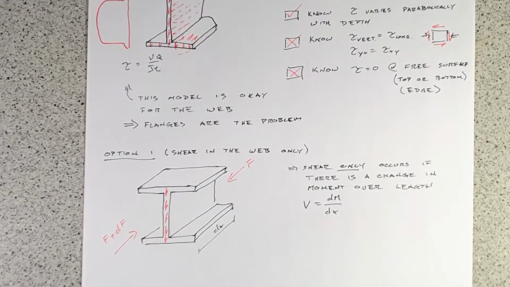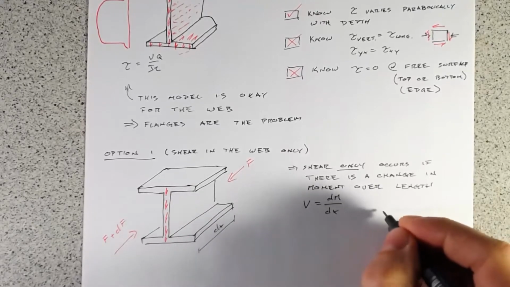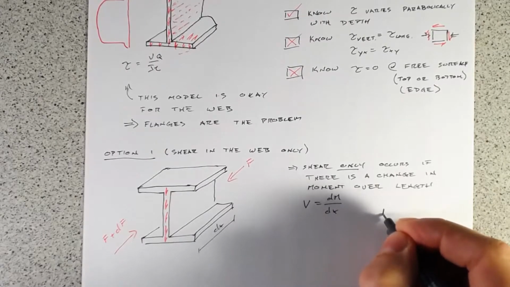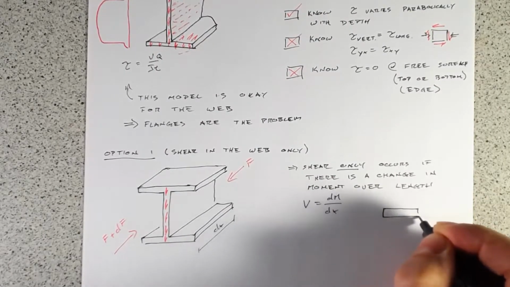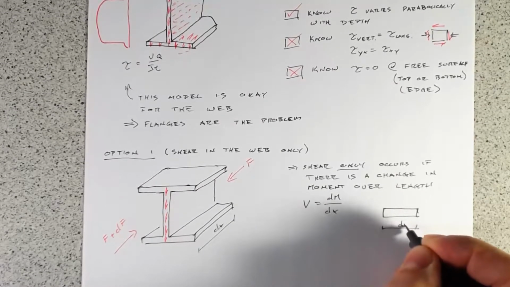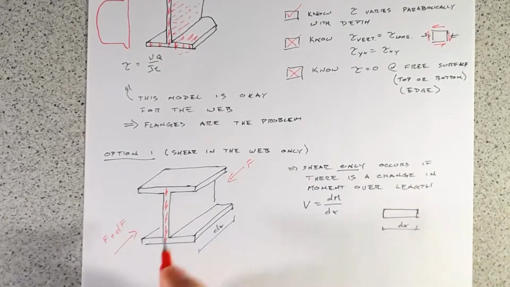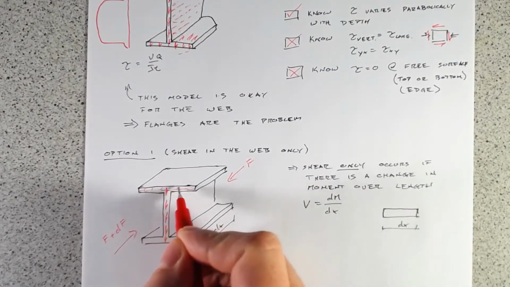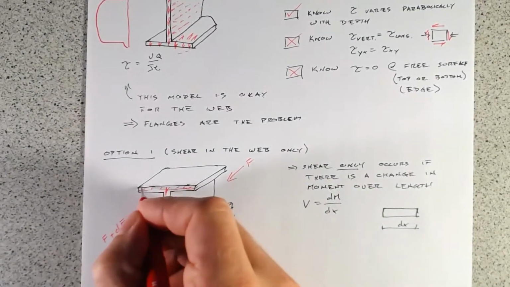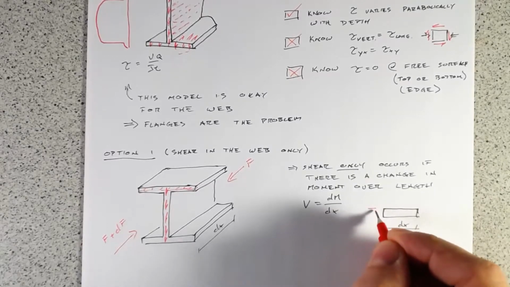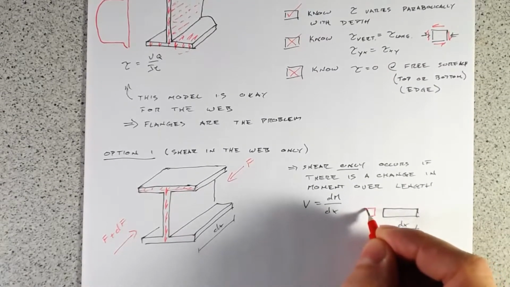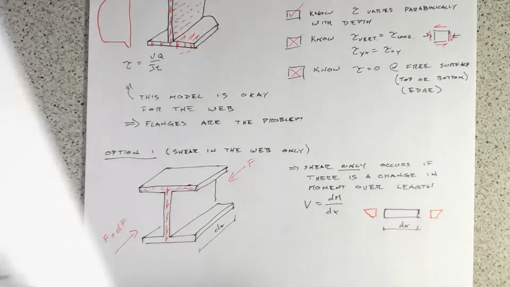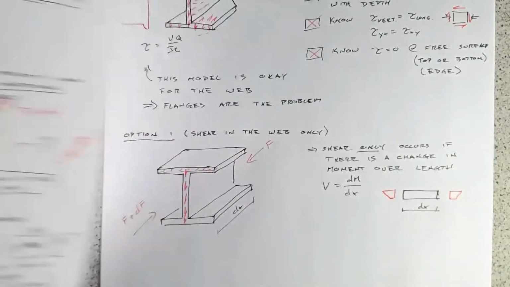Well, if we go back to our little free body diagram, if this is our little distance, dx, and if we look just up here in the web, we know that we've got some bending stress up in the web, just by definition. That's what we know: we've got bending stress up there.